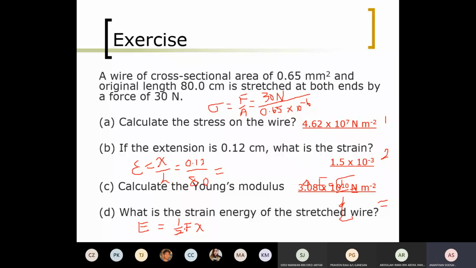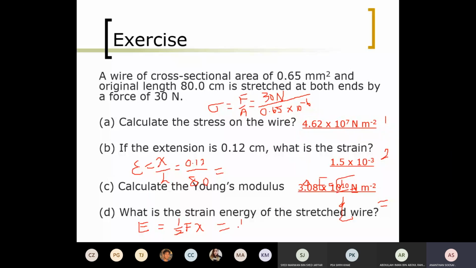Never exceeds what? Anyone? Half Fx can only be used with one condition. The material never exceeds the limit of proportionality or elastic limit. Limit of proportionality. Yes, good. Limit of proportionality. And don't ever say elastic limit.